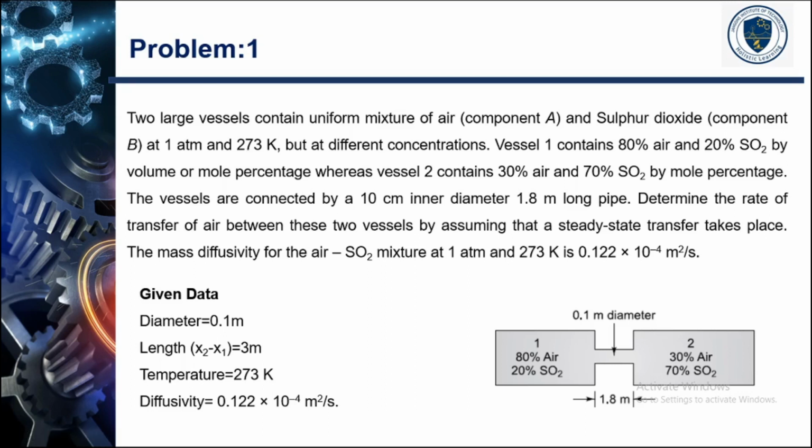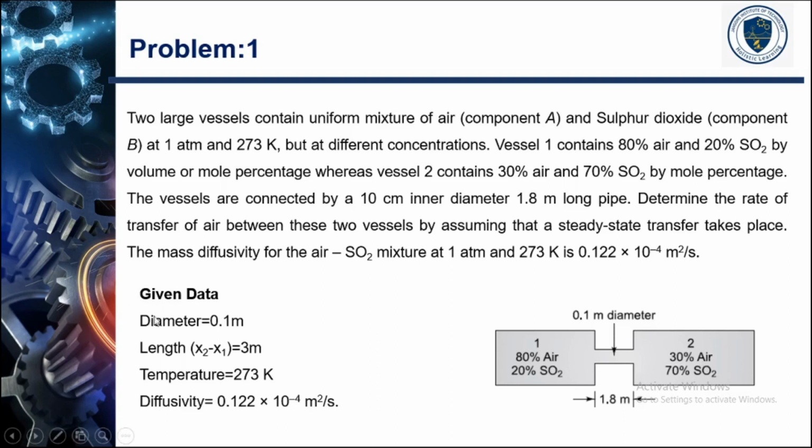The first chamber is filled with air and sulfur dioxide, in the range of 80% air and 20% SO2. The second chamber contains 30% air and 70% SO2. Then these two chambers are connected by a pipe with 0.1 meter diameter and 1.8 meters length. They ask what is the rate of transfer of air between the two vessels, that is, the mass flow rate of air, which goes from the higher concentration side to the lower concentration side with the concept of equimolar counter diffusion.